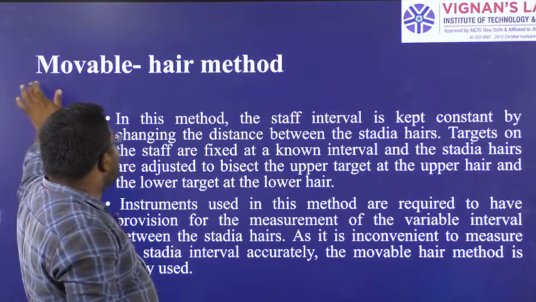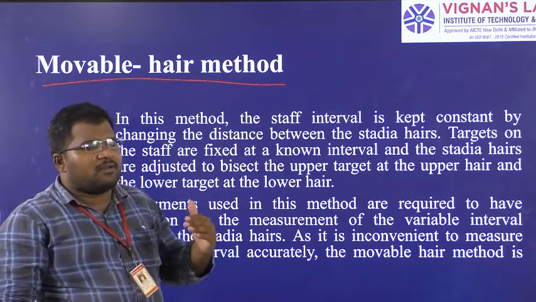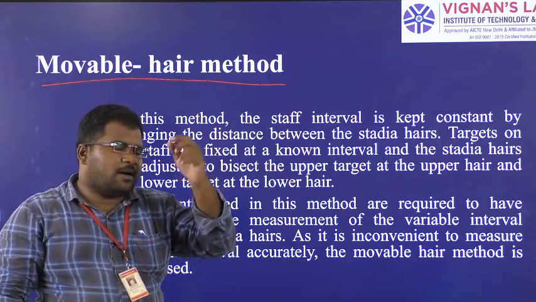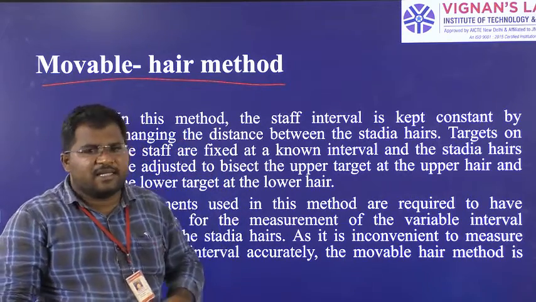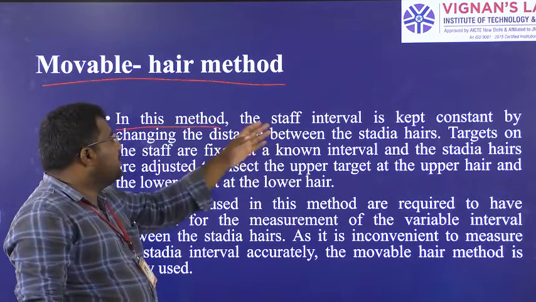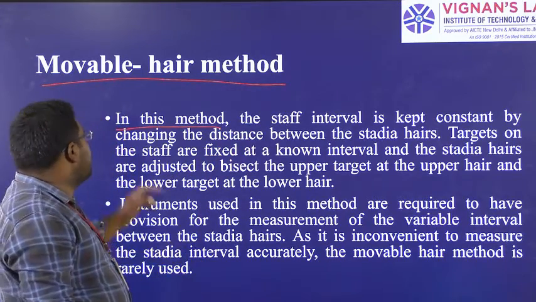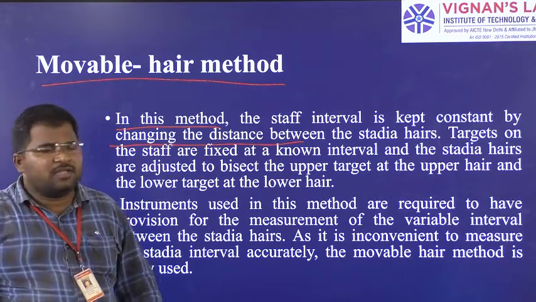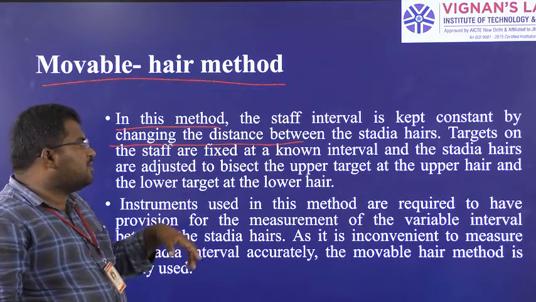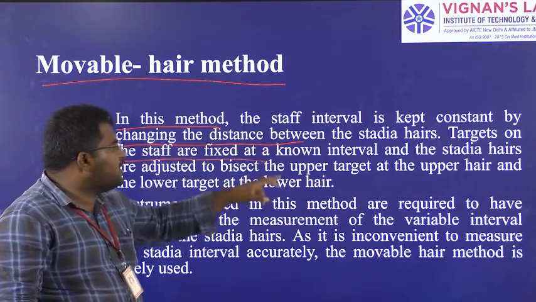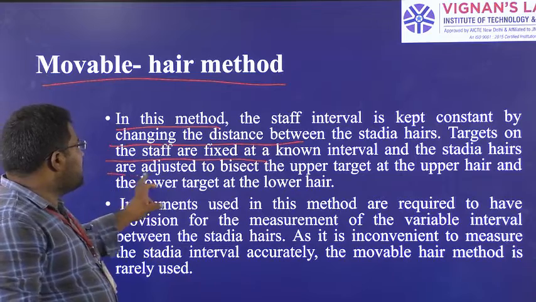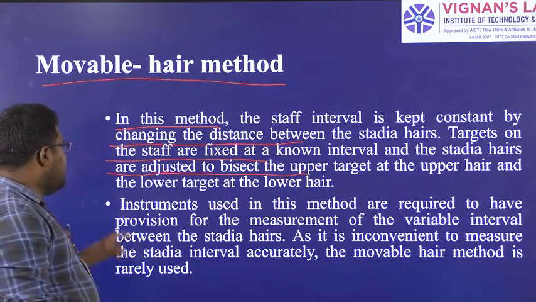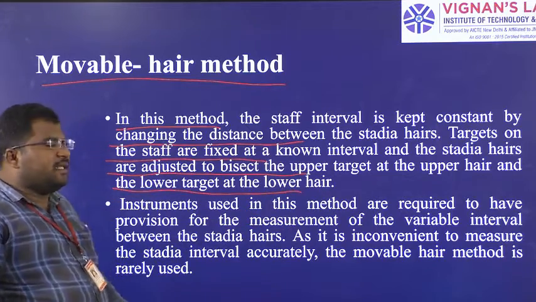Next, the second one is the movable hair method. That means we are going to move the hairs, both up and down, above and below the horizontal cross hair. In this method, the staff interval is kept constant by changing the distance between the stadia hairs. So here the staff reading is the constant one. The targets on the staff are fixed at a known interval, and the stadia hairs are adjusted to bisect the upper target with the upper hair and the lower target with the lower hair.